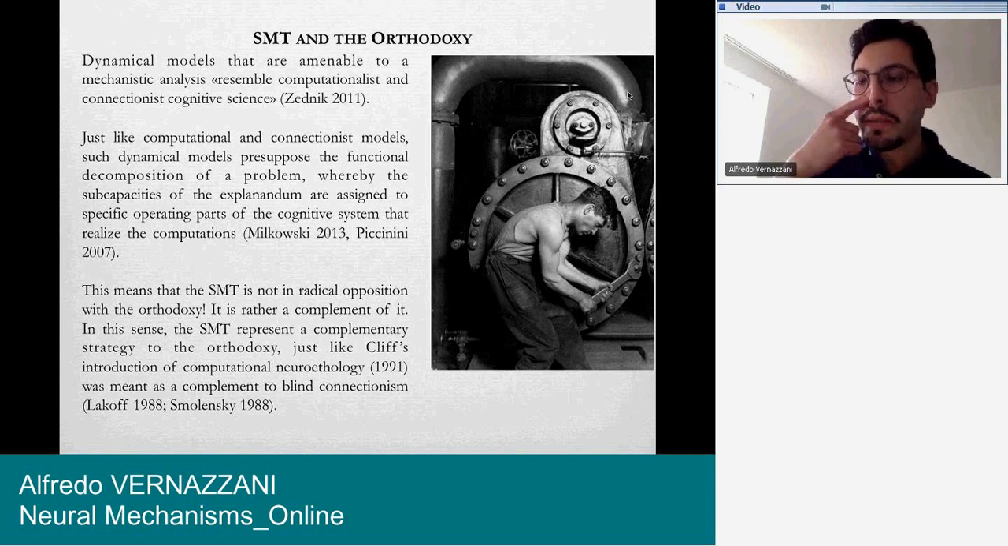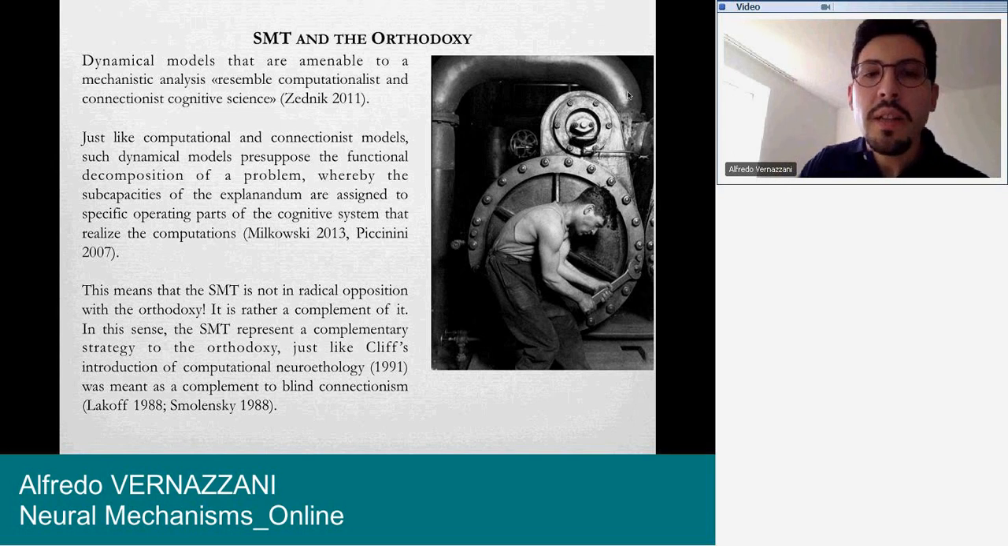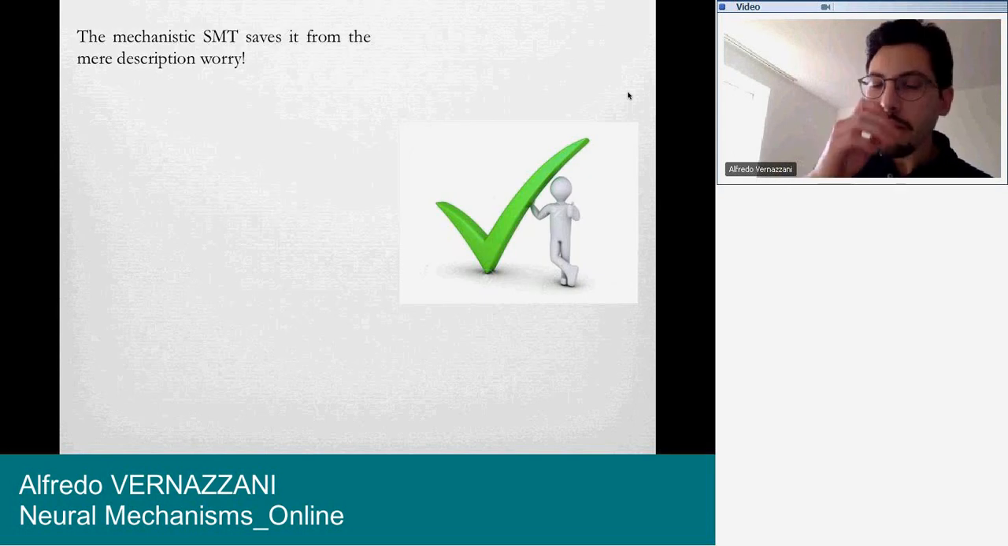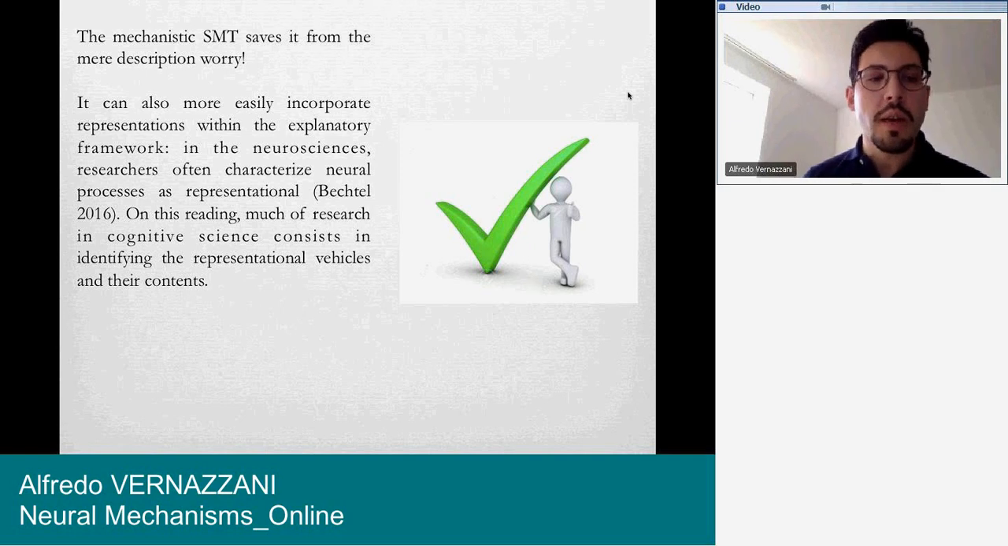Now, this is not meant to be a destructive criticism of the sensorimotor theory. Actually, I think it is a welcome claim to accept the sensorimotor theory as part of the broader and enlarged family of the orthodoxy in cognitive science. So that was my way of saving the sensorimotor theory from the mere description worry. My interpretation can incorporate representations better in the explanatory framework. In the neurosciences, researchers often characterize neural processes as representational, and in that sense, we can easily locate the explanatory role of representations in the sensorimotor theory.